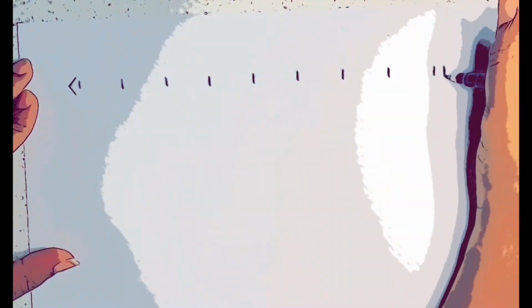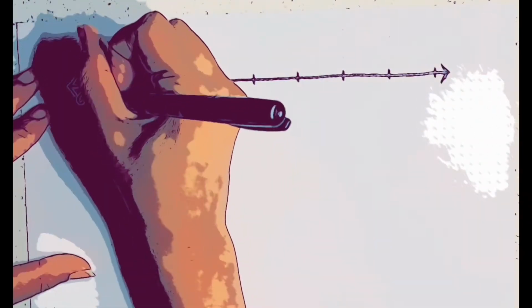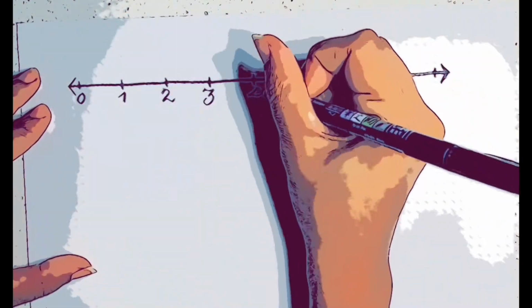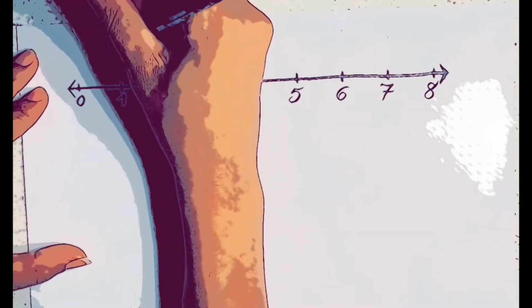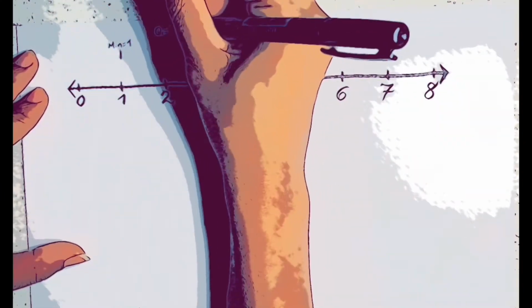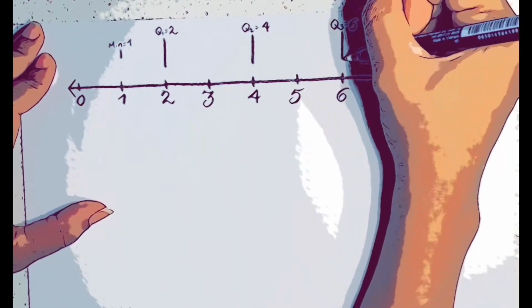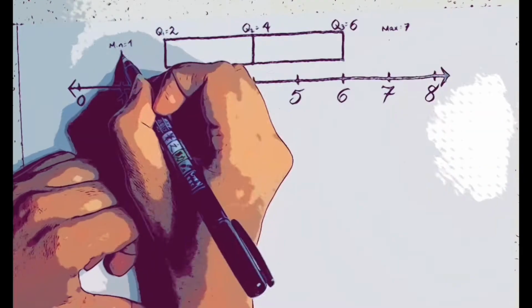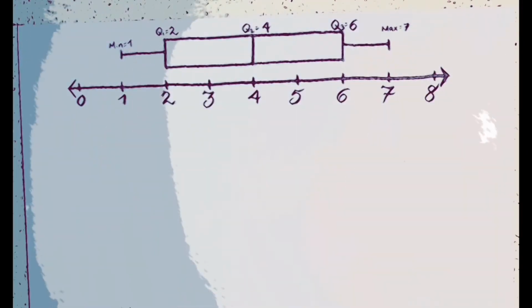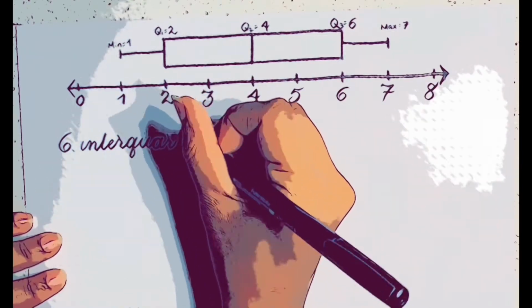So first, I'm going to set up the number line. I'm going to make sure that the intervals are evenly spaced and that it fits all of the data that I have. Remember, the data set was between 1 and 7, so I'm making it between 0 and 8. I'm marking everything that we found before, so the minimum, Q1, Q2, Q3, and the maximum. The box is Q1, Q2, and Q3, and the whiskers are the minimum and the maximum.